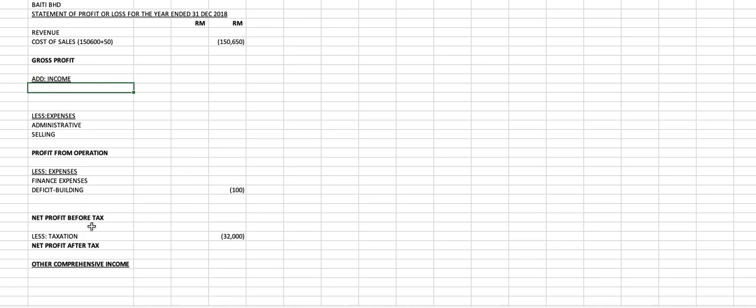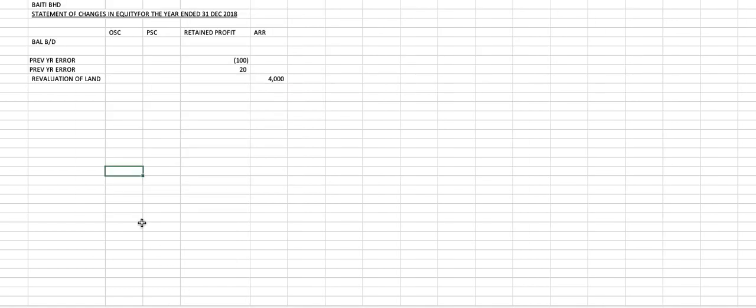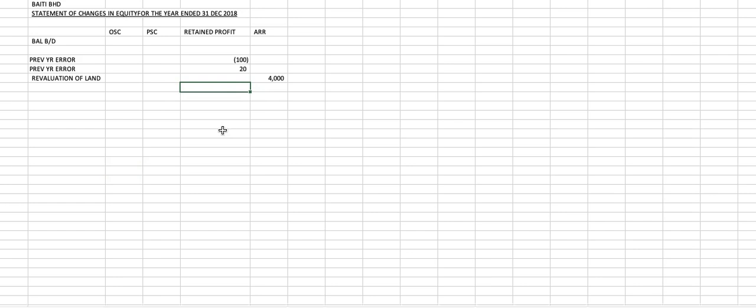Wages and salary is under your administration. Advertising is under selling here. And then debenture is done. Okay, preference dividend here. Preference dividend is the dividend that we paid here. So we will deduct it from retained profit. 1,600 is deducted from the retained profit here because dividend is paid out of retained profit. That's why we minus from the retained profit.